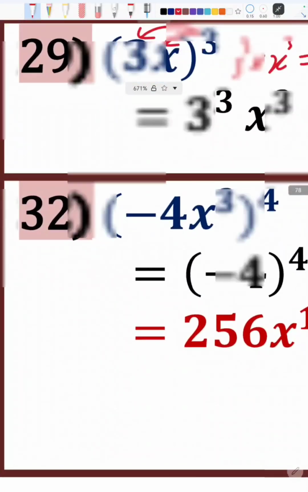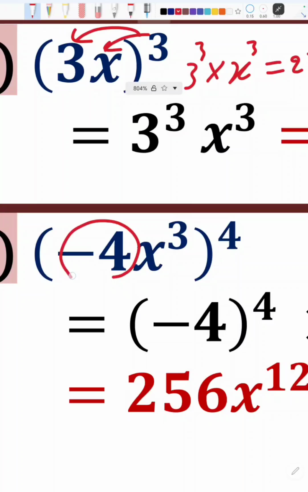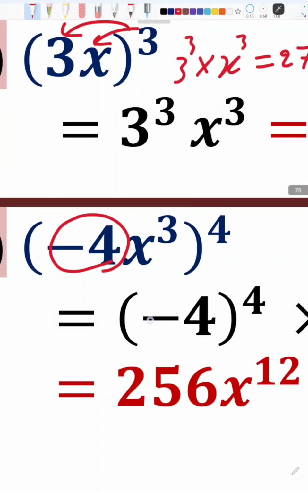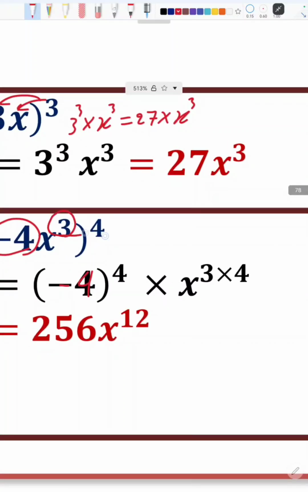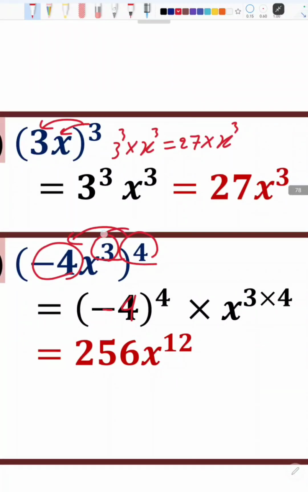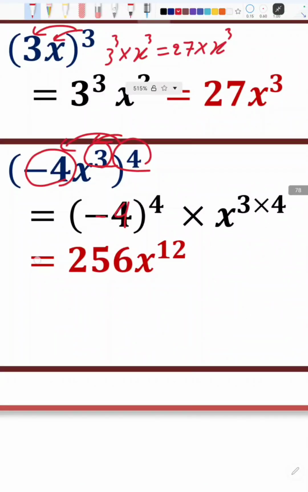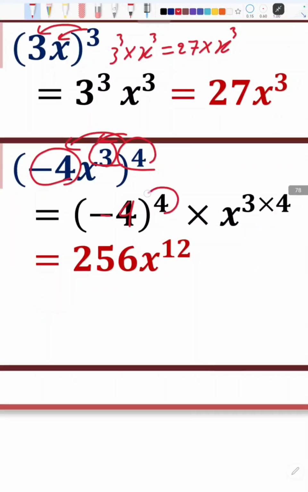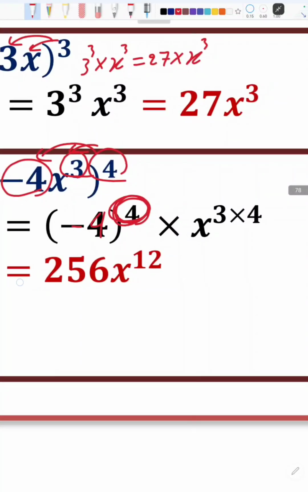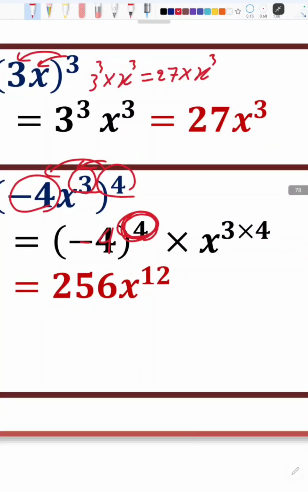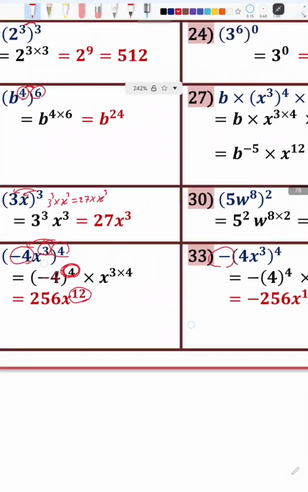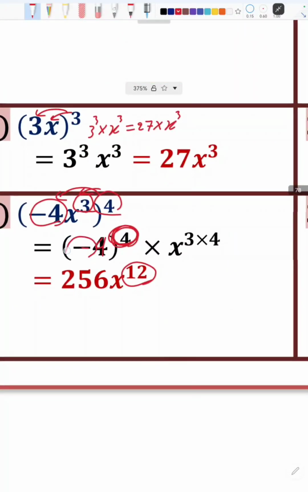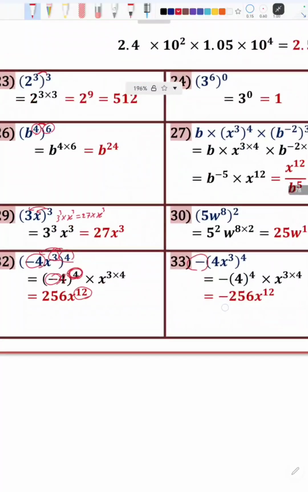In question 32, we have a negative inside the parentheses. It's before 4, so it's just 4, power 4. So it will be negative 4 power 4 times x power 3 times 4. We're going to give power 4 to 4 and 3 times 4 for x. So it will be 4 power 4. Since we have an even exponent, times x, 3 times 4, it will be x power 12. 4 power 4 is 256, and it's positive, because the negative is just with 4, power 4.